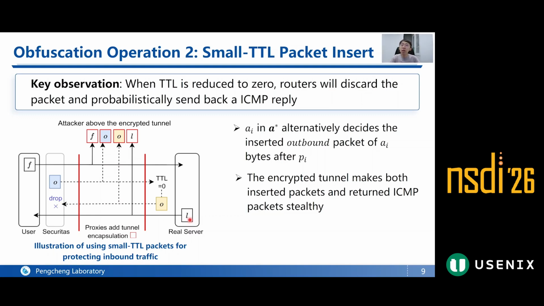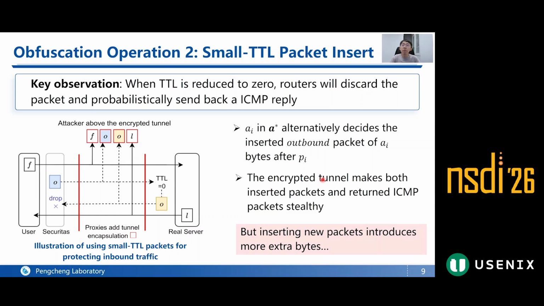And the real server may also send a real packet back. In this way, the attacker will see 4 packets instead of 2. Because this attacker is above the encrypted tunnel, it cannot know whether this is an ICMP reply or a normal packet. In this operation, the strategy will decide the bytes of the packets that we insert after the corresponding packet P.